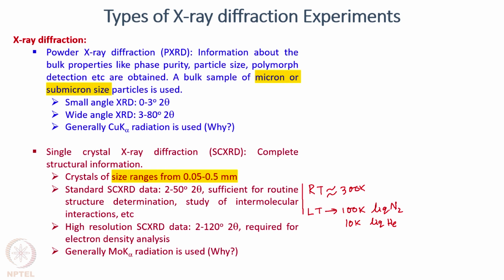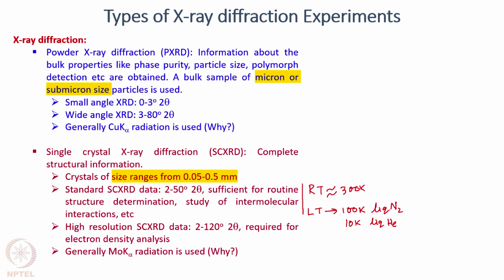Depending on the nature of the experiment and the requirement, one can choose a certain temperature at which to collect data, and then we use a different experimental procedure with a different liquefied gas to reach that temperature. The advantage of doing data collection at lower temperature is to reduce the thermal motion of atoms and molecules inside the lattice. So at lower temperature, we get the data collected with a very, very small thermal motion.